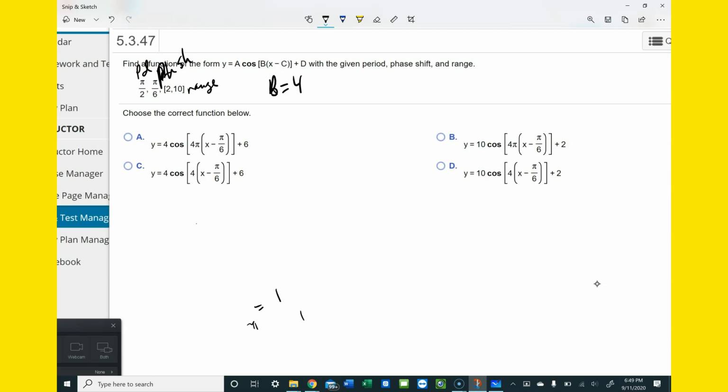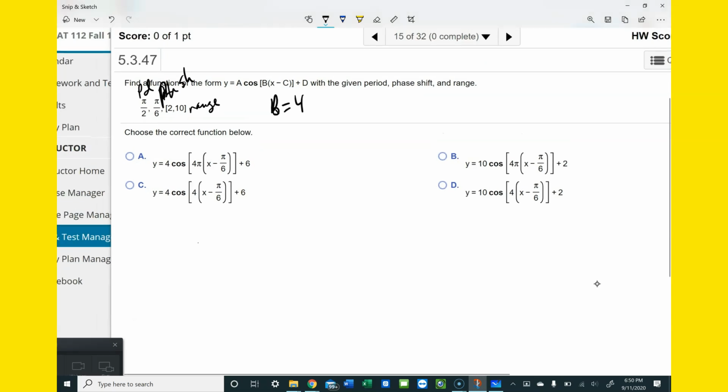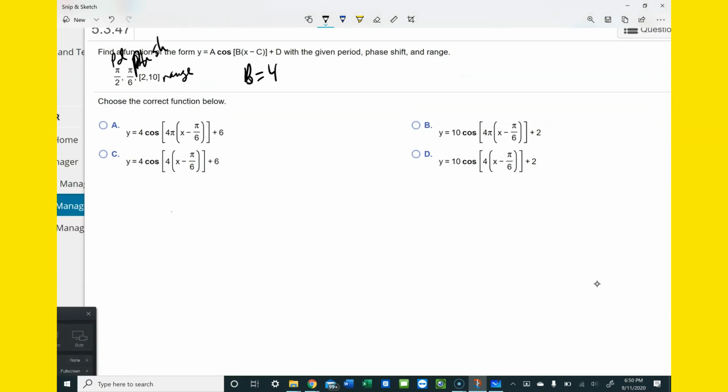Next, what do we want to get now? I could easily know C. Remember, C is equal to the phase shift. So C is pi over 6. Let's go ahead and get A. A would be the amplitude. Well, if the range goes from 2 all the way to 10, then the amplitude would be half of this distance. So 10 minus 2 is 8, so half of that is 4.